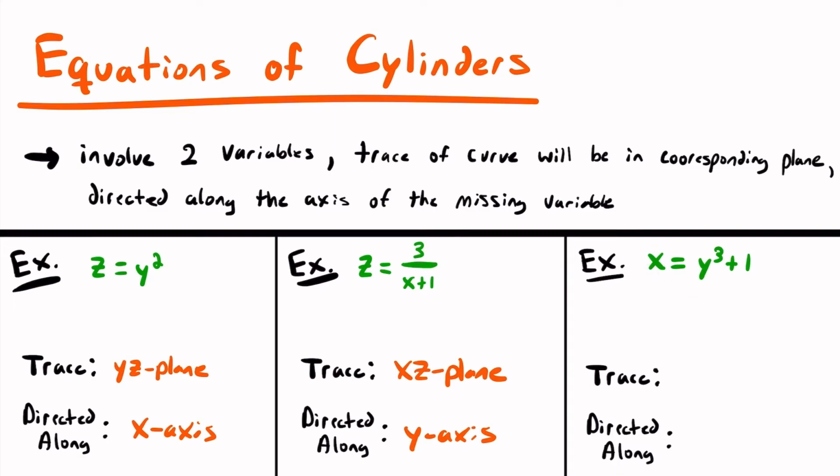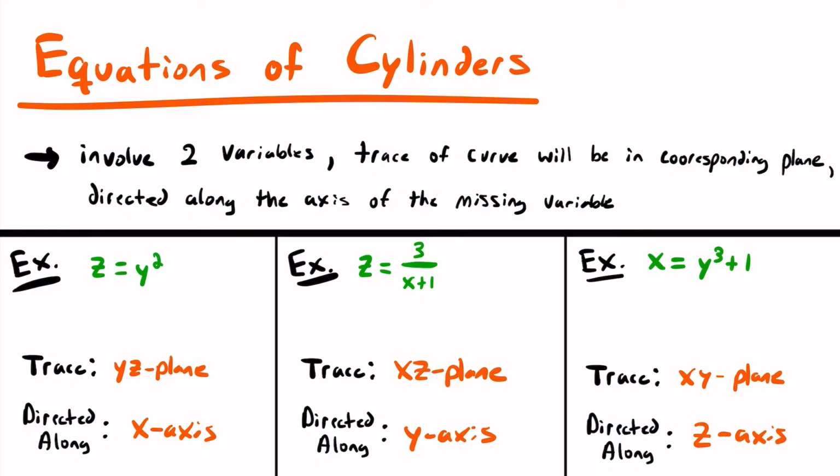So once again, we know that we are working with the equation of a cylinder. There is no third variable, we only have two, so it must be a cylinder. In this case, our two variables are x and y, which means that the curve that we would draw would be traced in the xy plane. So we will have a trace in the xy plane, and then we will project that curve or project that trace along the axis of the missing variable, which in this case would be z, right? We have x and y, but z is nowhere to be found, so it would be directed along the z-axis.